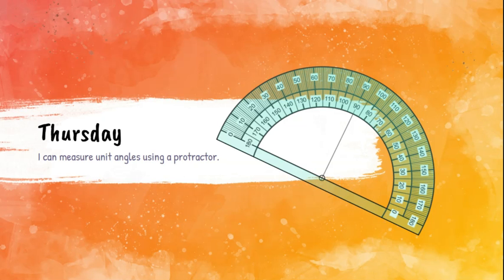Acute angles also have two rays, and acute angles measure less than 90 degrees, so they look like that small V shape. We have obtuse angles, and obtuse angles are the larger angles, the wider angles, and they're greater than 90 degrees. So they measure more than 90 degrees.